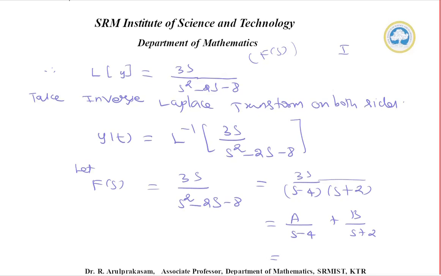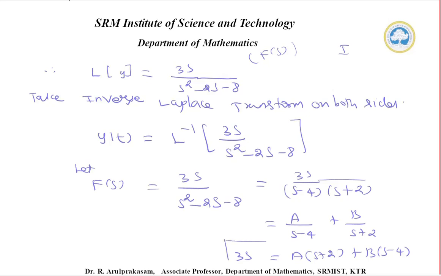What happened here? A times s plus 2 plus b times s minus 4. So here the numerator and here the denominator are equal, so I am taking this 3s. Our main motive is to find out the a and b values.